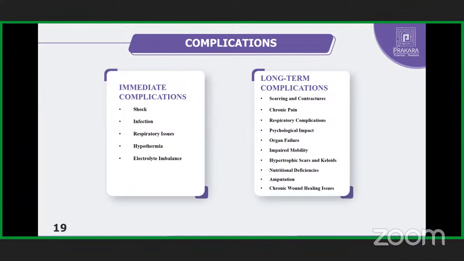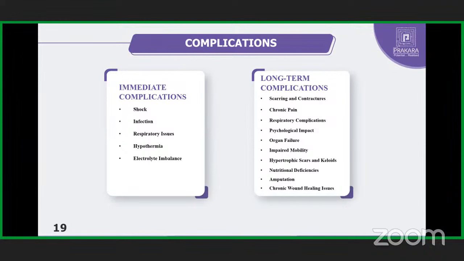Infections. Why is there infection? The skin is a barrier between the internal system and the external environment. When this barrier is lost, what happens? The bacteria, viruses, and microorganisms present in the environment directly enter the system. This will lead to the formation of infection.